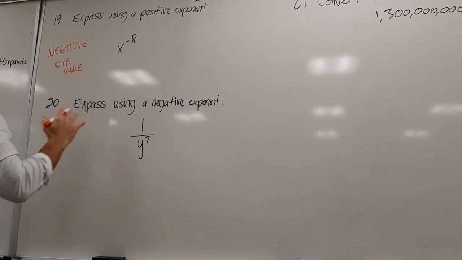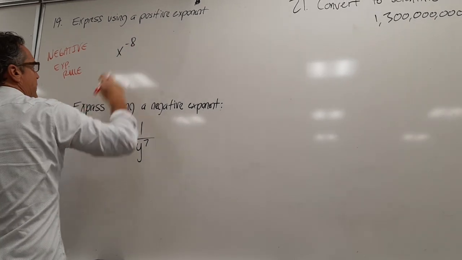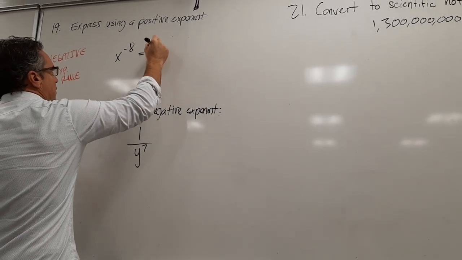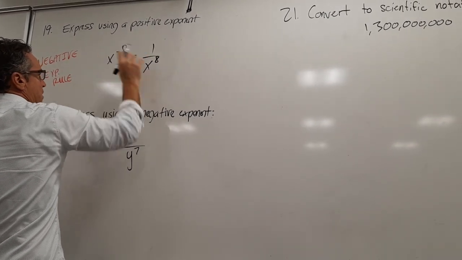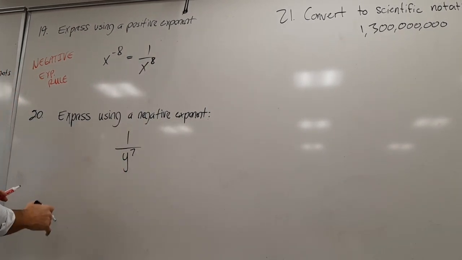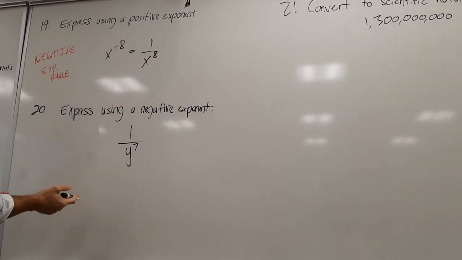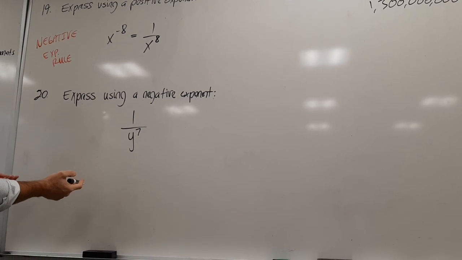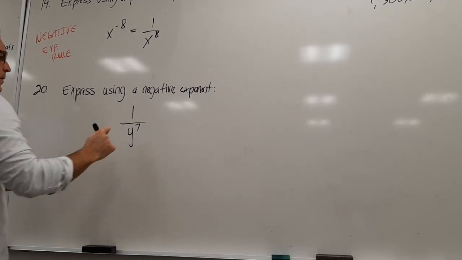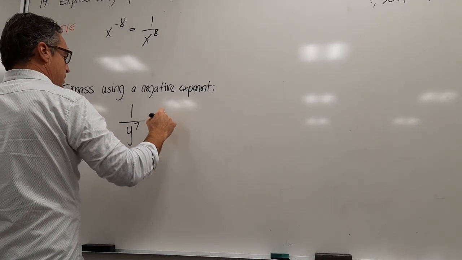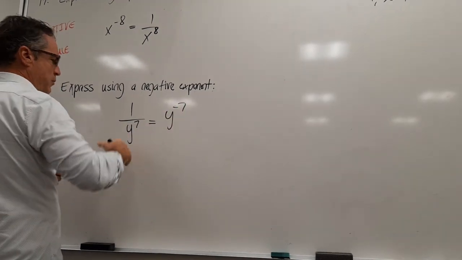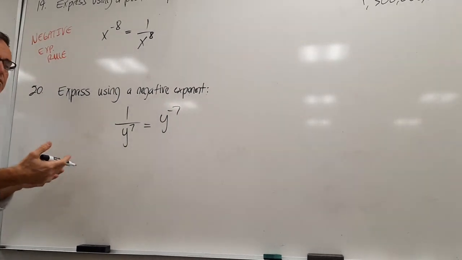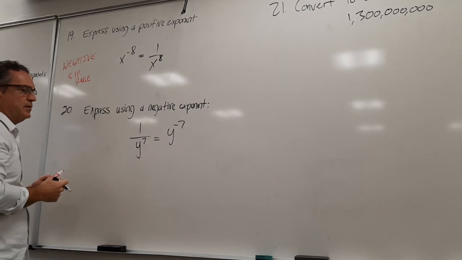And we're just randomly applying this here. We're saying, yep, that's going to equal 1 over x to the 8. Put it in its opposite place in the fraction, make it positive. It says express this using a negative exponent. Okay, that's kind of weird. We don't usually do that, but it's working backwards. And we're going to say, well, that's y to the negative something. If you put it in its opposite place in the fraction, it would become negative. It was already positive, right?